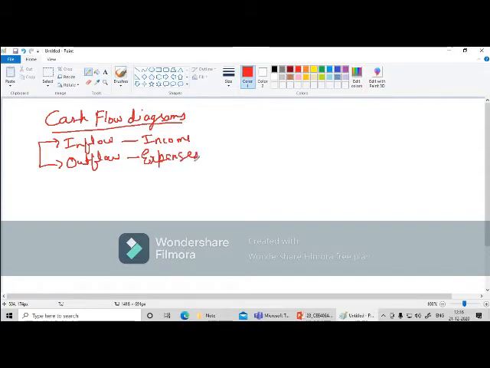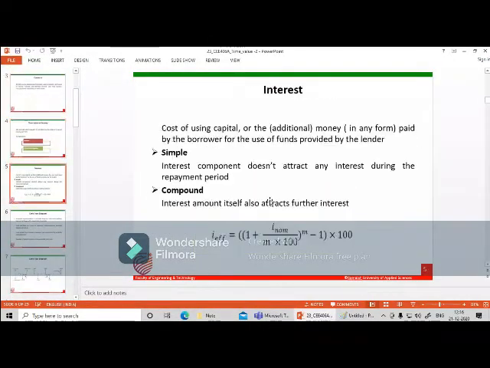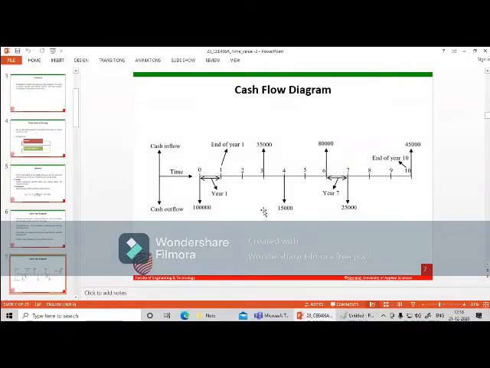So outflow is what? Outflow is nothing but the expenses or the expenditure, whatever you are going to pay. That we call cash outflow. So a typical example for a cash flow diagram was this one. There is a cash inflow in the positive y-axis, cash outflow in the negative y-axis. In the x-axis, right side, it is time duration.